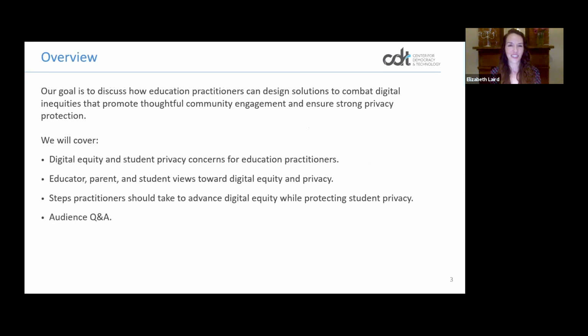So on the next slide, I'll just give an overview of what we're going to cover. How we got connected with NEA is we were releasing a report on parent, teacher, and student views around data, technology, and privacy. Within a day, they were releasing a report on digital equity, and realized how much overlap there is in terms of our commitment and desire to close the digital divide, but also believing that it can't come at the expense of student privacy.